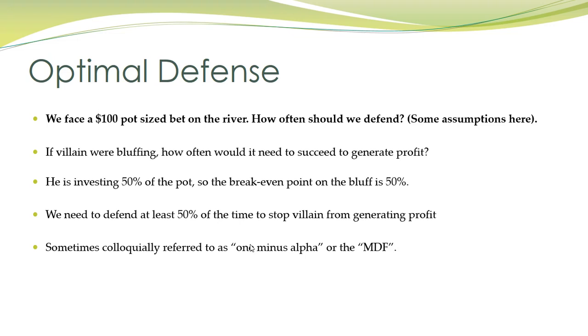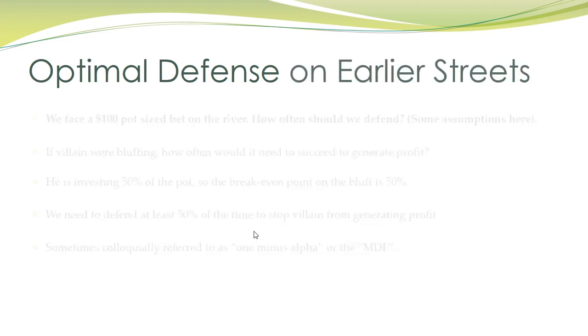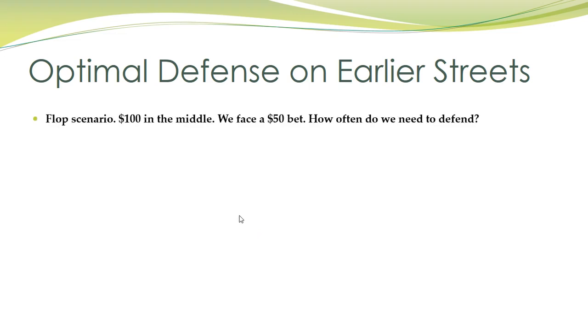In fact, this is usually the first thing that players learn about optimal play, is how to construct defending frequencies based on our opponent's bet sizing. But let's see how things change as we progress towards the earlier streets. So similar scenario, there's 100 in the middle, we face a $50 bet. How often do we need to defend to stop our opponent from generating automatic profit? Or how often should we defend from a theory point of view?